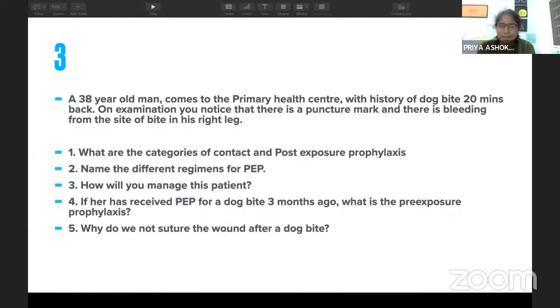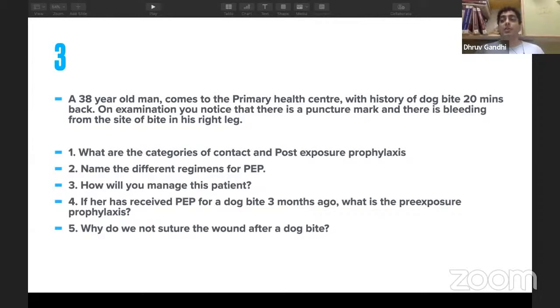How will you manage this patient? Clean the wound under running water with soap. Correct. Do not suture the wound. And you give the first dose of the vaccine, intramuscular or intradermal, and you inject rabies immunoglobulin around the wound. Correct. That's fine. Anything else you want to do?